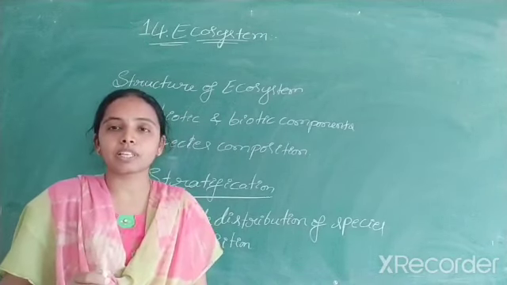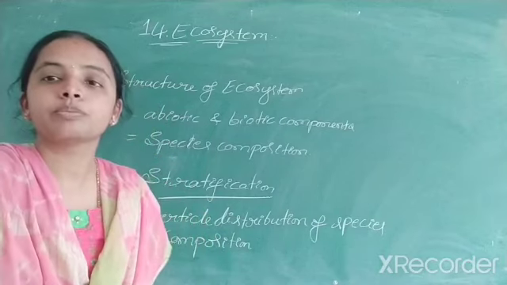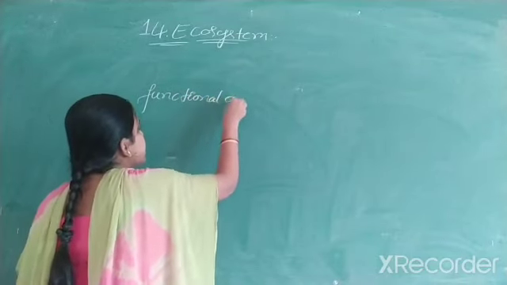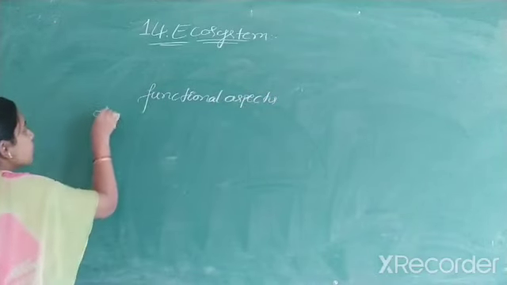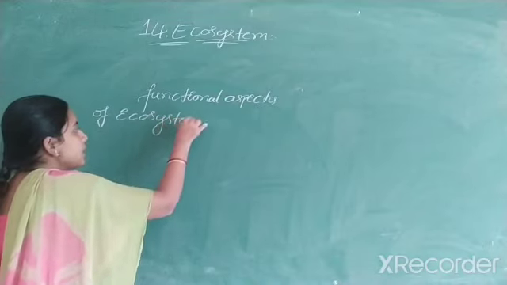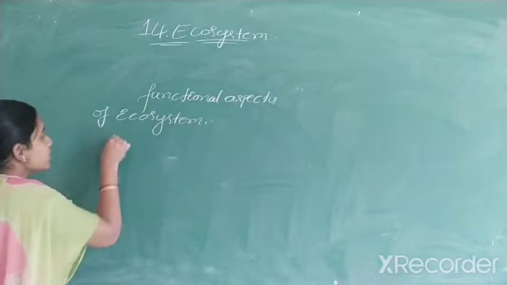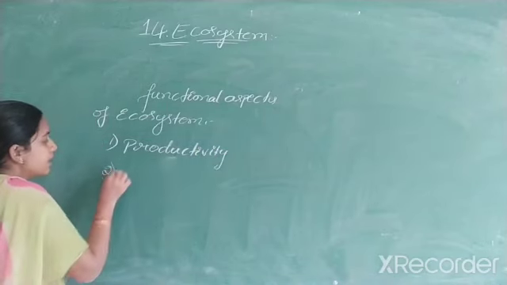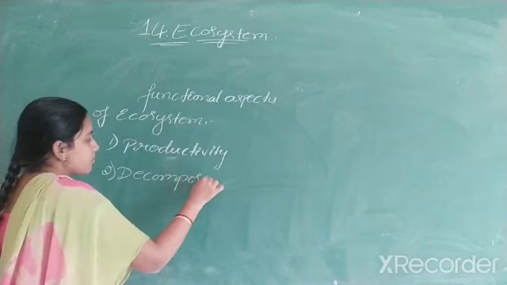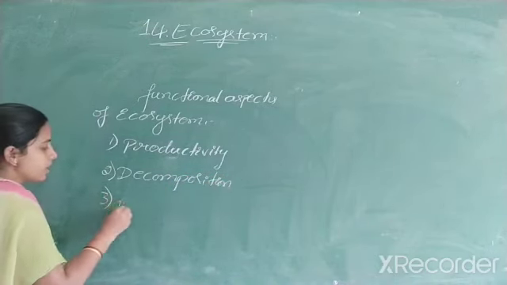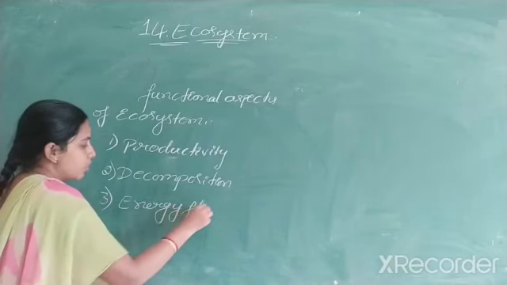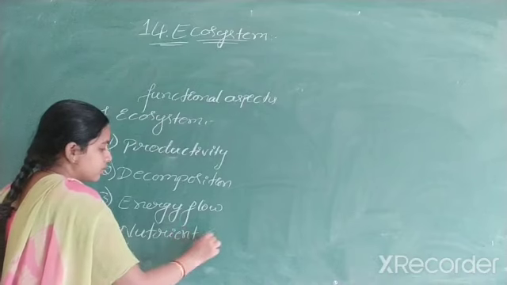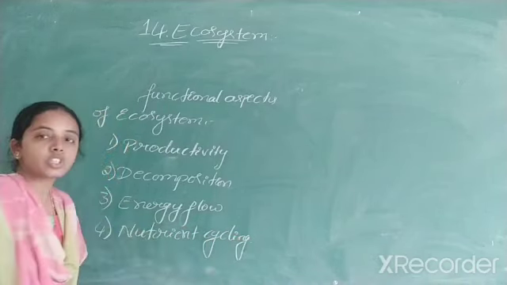Next, the functional aspects of the ecosystem. So, the first one is productivity. Second, decomposition. Third, energy flow. Fourth, nutrient cycle. So these are the four functional aspects of the ecosystem.